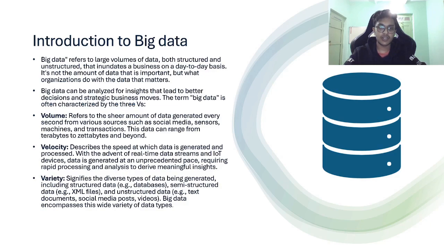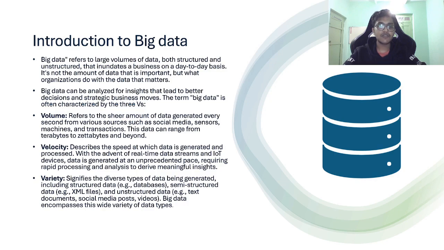Next we have velocity, which describes the speed at which the data is generated and processed. With the advent of real-time data streams and IoT devices, data is generated at an unprecedented pace, requiring rapid processing and analysis to derive meaningful insights. Next we have variety, which signifies the diverse types of data being generated, including structured data, examples being databases, semi-structured data and unstructured data.